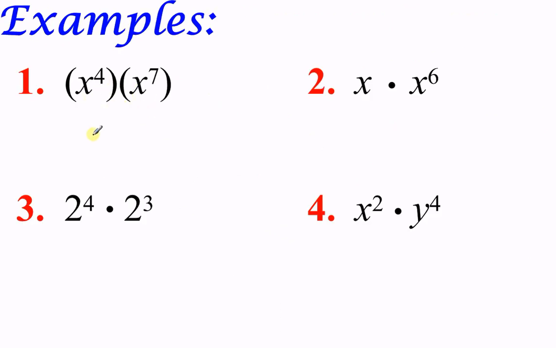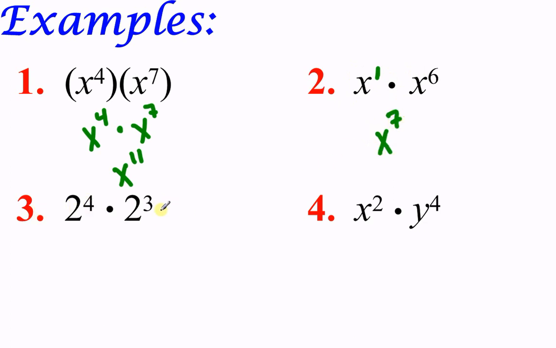x to the fourth times x to the seventh. Just remember that when you have parentheses with no symbol between them, it's implied multiplication. So you could put this in a different way if you chose to. This is really just x to the 11th if you add the powers together. Problem 2, we have x multiplied by x to the sixth. You could write this first power if you wanted to. We usually don't because it's not needed, but it's implied that this is x to the first. There's 1 x sitting there, 6 more there, so 7 total.